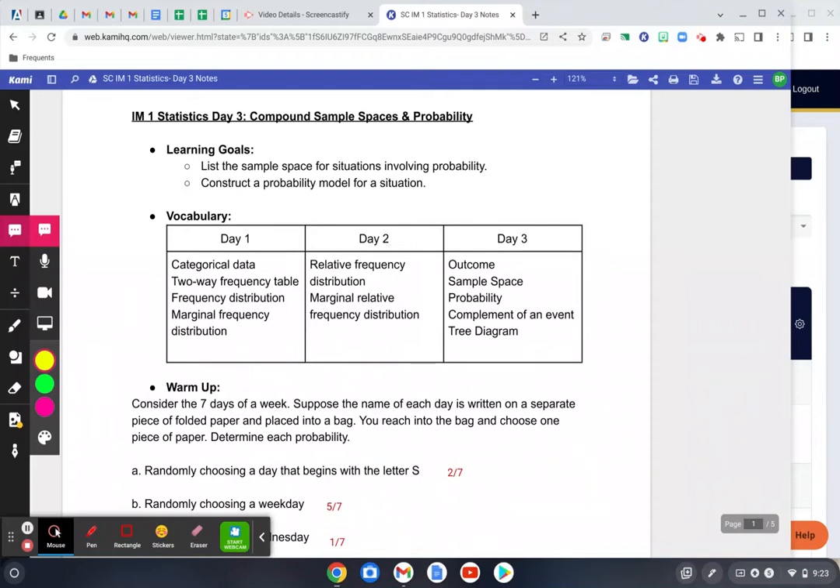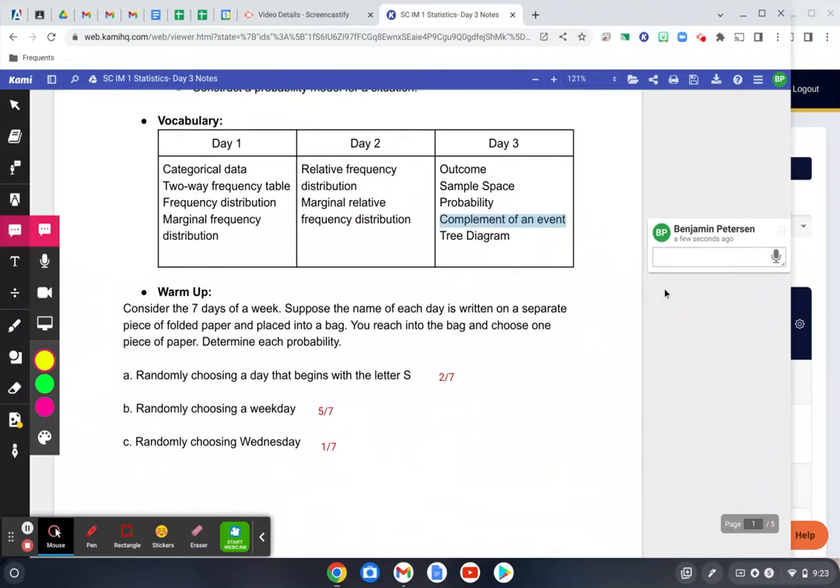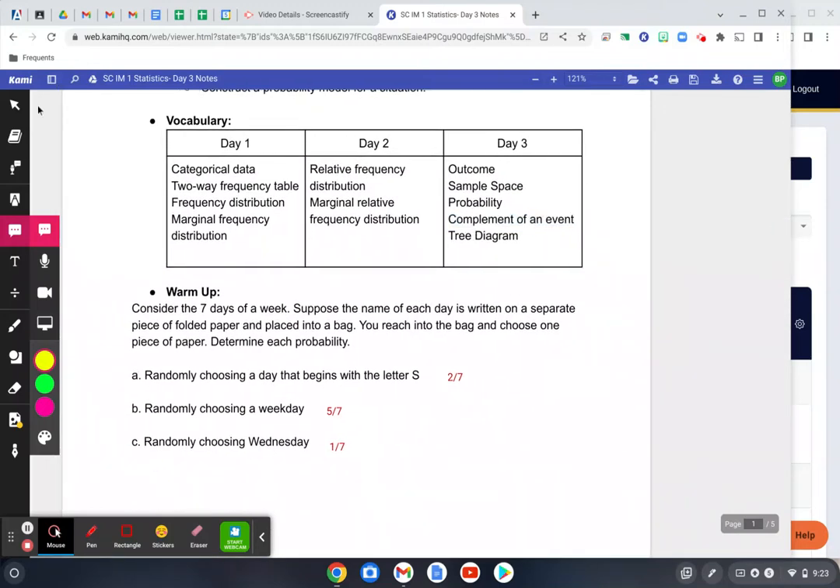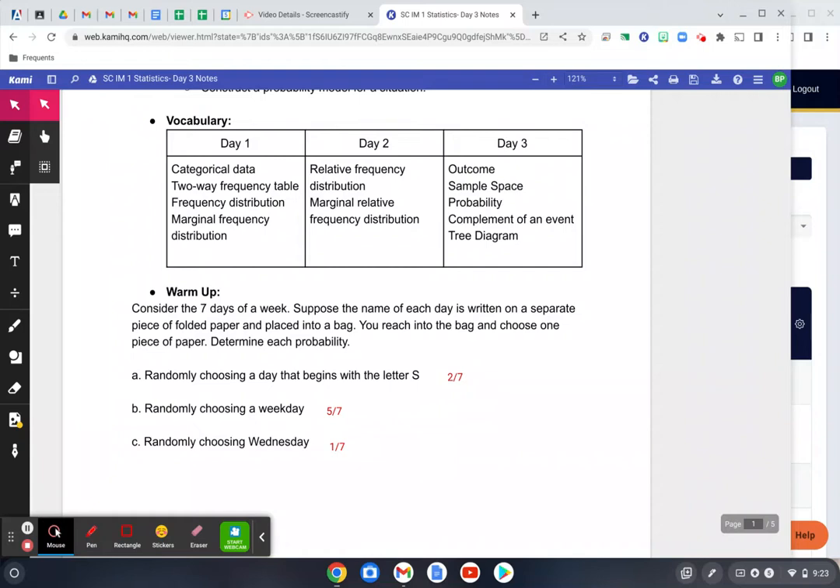Taking a look at the Day 3 vocabulary there, we have outcomes, sample space, and probability. We're going to talk about the complement of an event. We will define that, and then also tree diagram. Let me get rid of the comments there. Sorry.